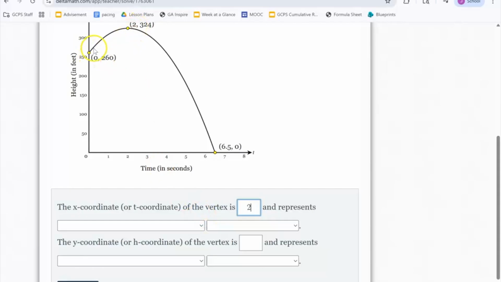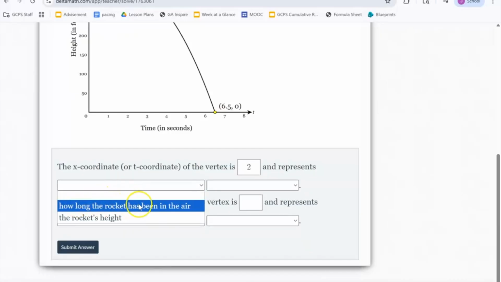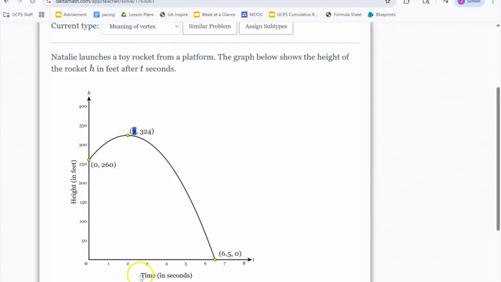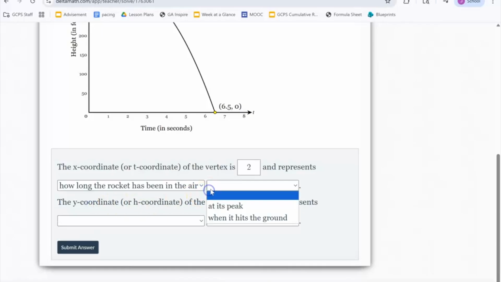What does it mean? So remember, I'm launching the rocket up, 2 seconds have passed, it reaches the maximum height of 324, then it starts going down to the ground. So what does 2 mean? 2 means that after 2 seconds, my rocket has reached its maximum height of 324. And so that is what I am now currently looking for in the answer. So when I look at this, it says how long it's in the air, the rocket's height. First of all, if it's the x-axis, you can just look right here, time, right? So I'm not looking for height. It has to be time. So this is how long it's been in the air.